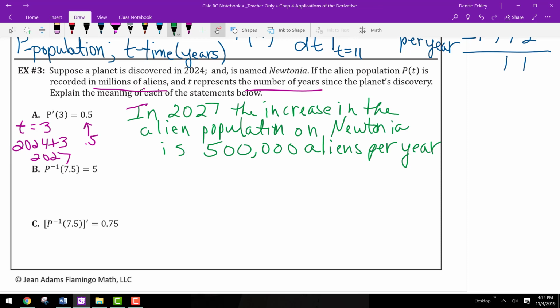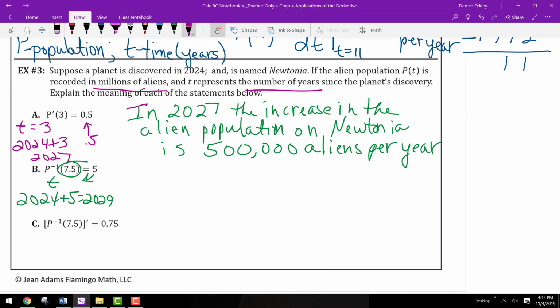So now we have the inverse. So we're doing P inverse of 7.5 equals 5. So this is now our T. There's our T. So it's going to be 2024 plus 5. So that's going to be 2029. And the 7.5 million is our population.